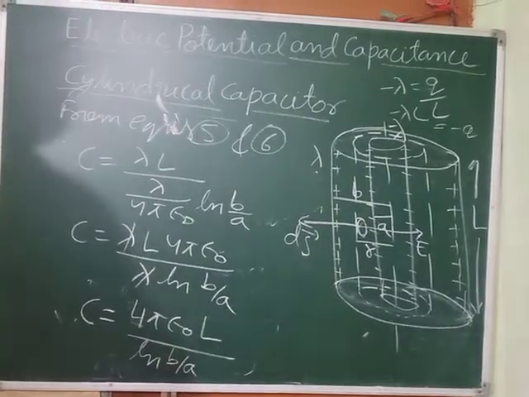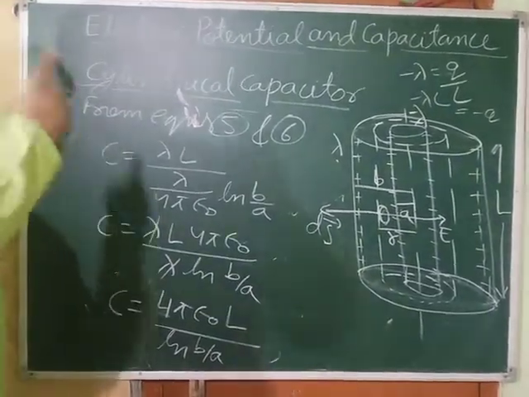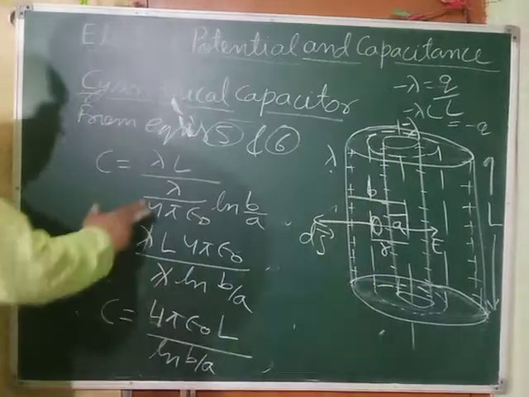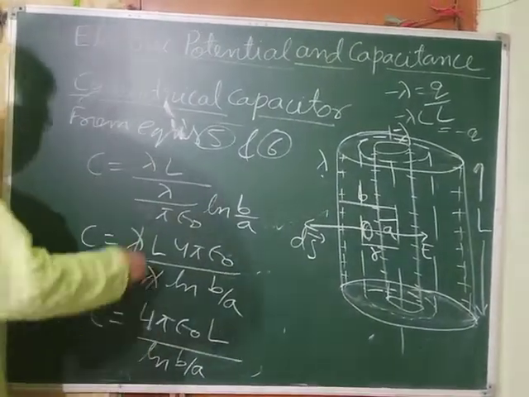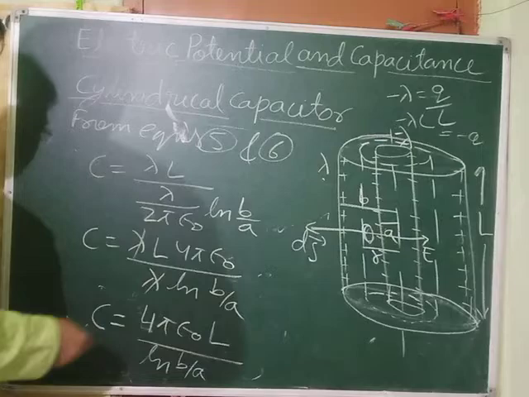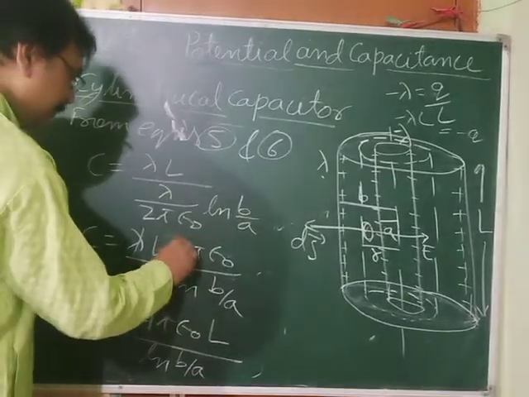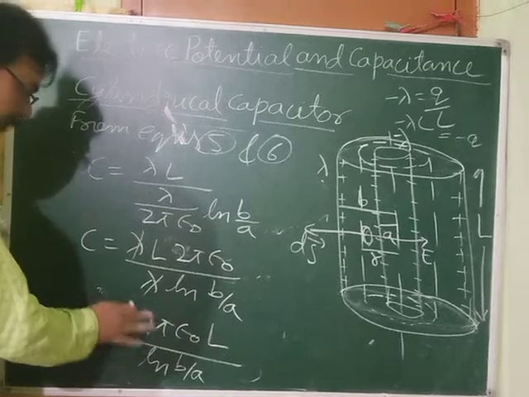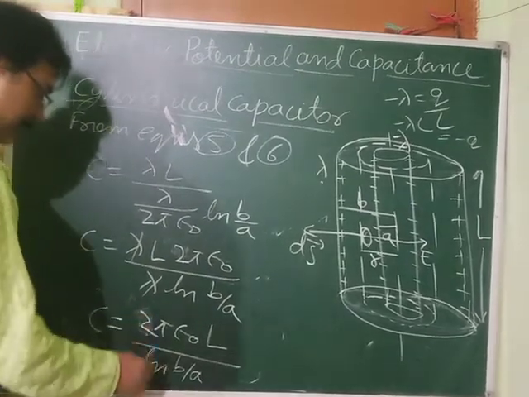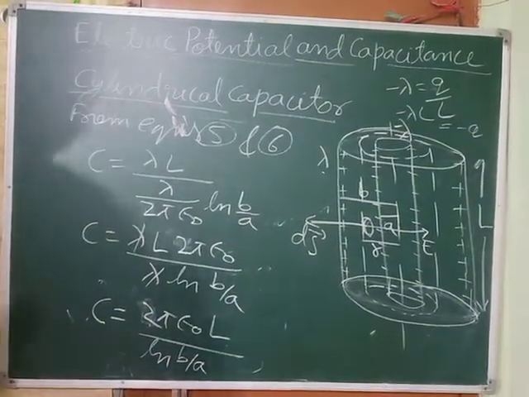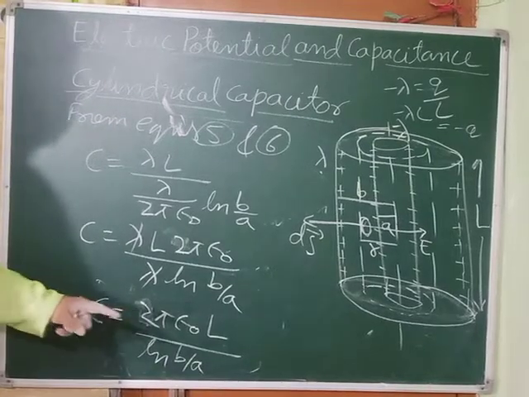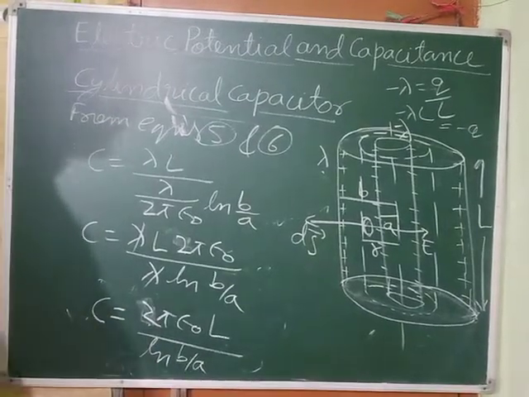From where did we get this 4 pi epsilon naught? Oh, I'm making a mistake. Just see, it was not 4 pi epsilon, it was 2 pi epsilon, no? Because 2 pi r was there. We are making the mistake, just check it. Everywhere you will have to make it 2 pi epsilon because 2 was there. By mistake we have written 4. So it is 2 pi epsilon L by ln b by a.